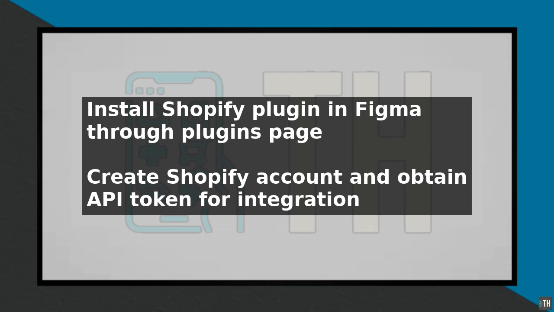To do this, open Figma and navigate to the Plugins page. Then search for Shopify and click Install. Once installed, you will need to create a Shopify account and obtain an API token.